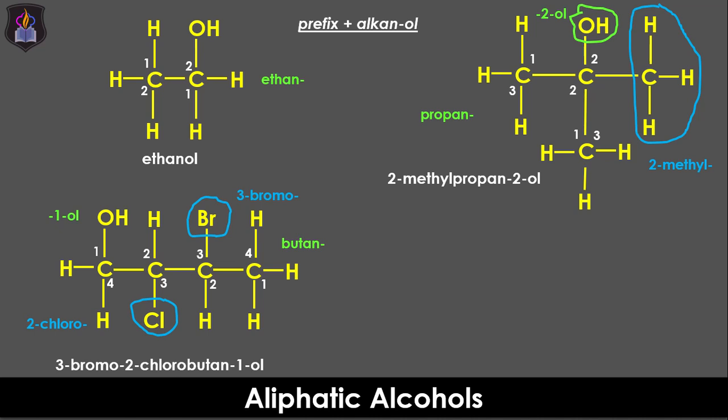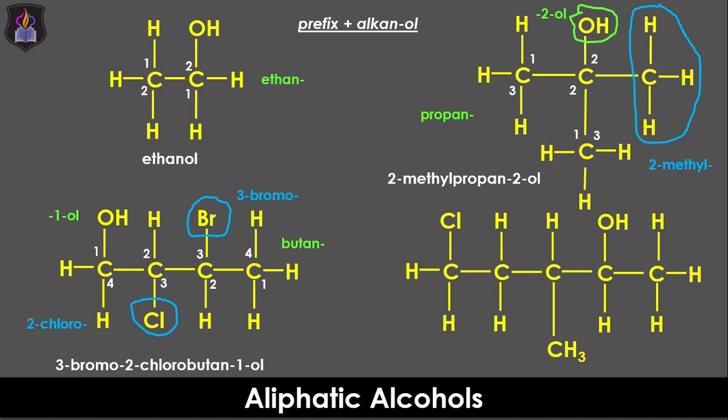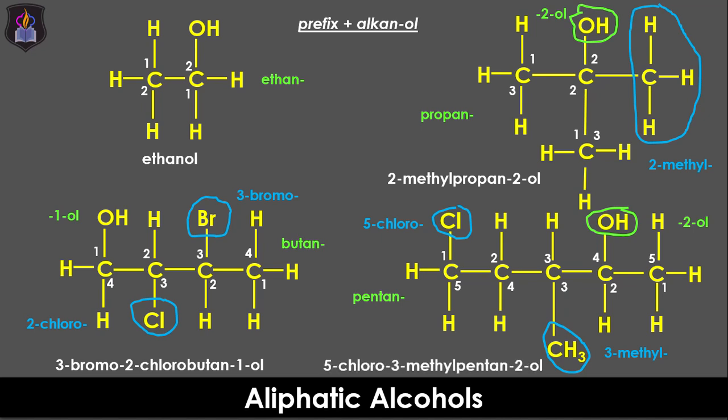The longest continuous carbon chain bearing the functional group in the last compound contains 5 carbon atoms, so its root is pentan. Numbering it from right to left assigns the lower positional number 2 to the hydroxyl functional group with the suffix 2-ol, and the methyl and chlorine substituents positions 3 and 5 with the prefix 3-methyl and 5-chloro respectively. Arranging alphabetically, the name of the compound is 5-chloro-3-methyl-pentan-2-ol.